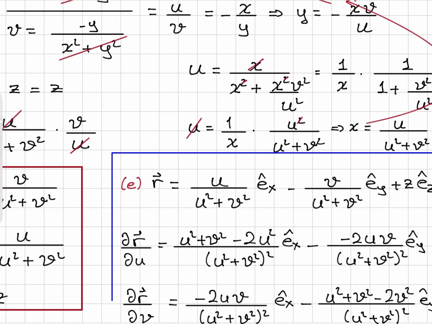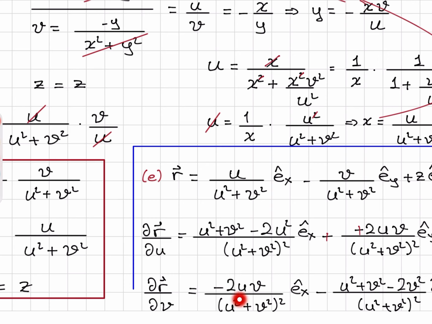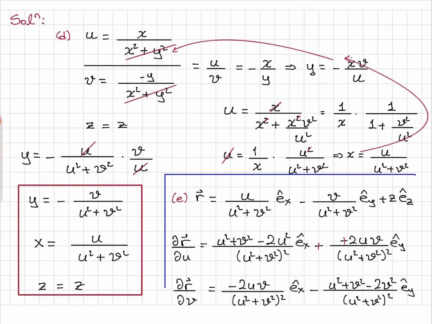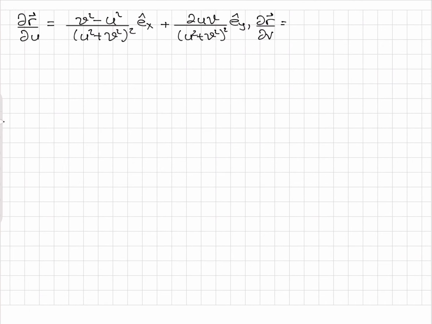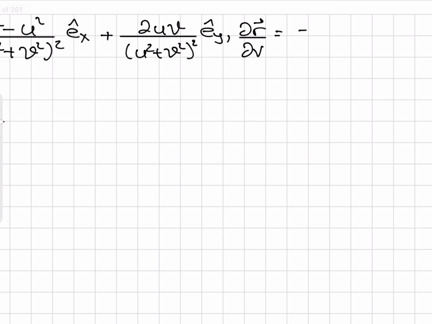So let's do that here. The del r del v derivative. Here I have minus 2uv over (u square plus v square) parentheses squared. So minus 2uv divided by (u square plus v square) parentheses squared in the ex hat direction.